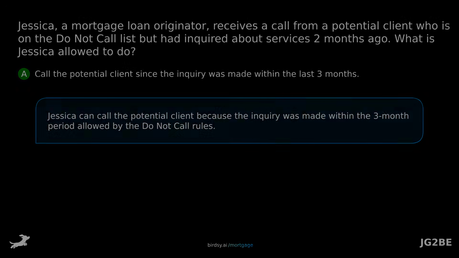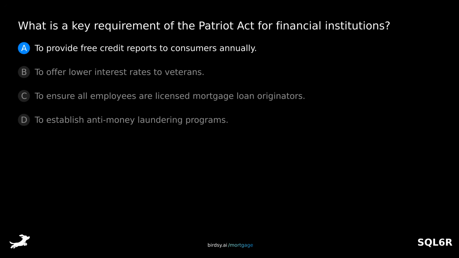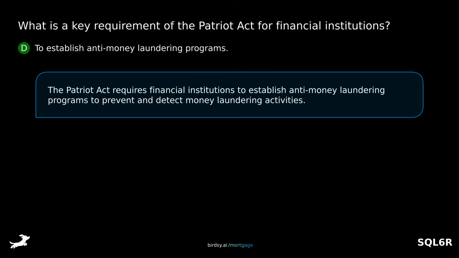Call rules. What is a key requirement of the Patriot Act for financial institutions? Is it A, to provide free credit reports to consumers annually, B, to offer lower interest rates to veterans, C, to ensure all employees are licensed mortgage loan originators, or D, to establish anti-money laundering programs? The answer is D, to establish anti-money laundering programs. The Patriot Act requires financial institutions to establish anti-money laundering programs to prevent and detect money laundering activities.